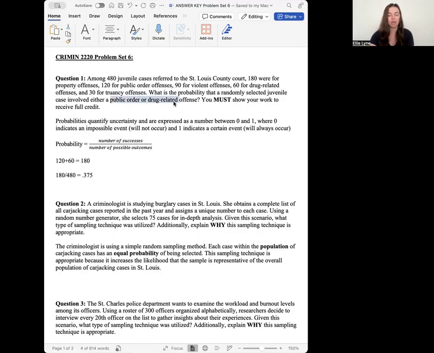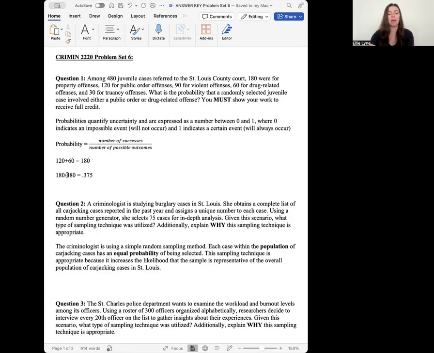And so if I go back up here a few lines, I see that there were 120 public order offenses and there were 60 drug-related offenses. So I need to add those both together here. That was our number of successes, or our number that we are interested in in this case. If I add those together, I get a total of 180.